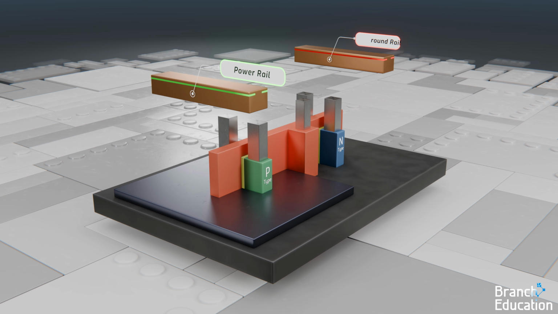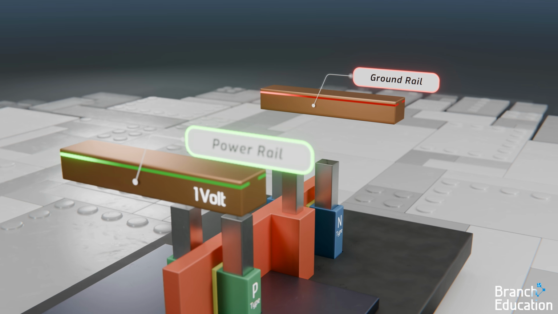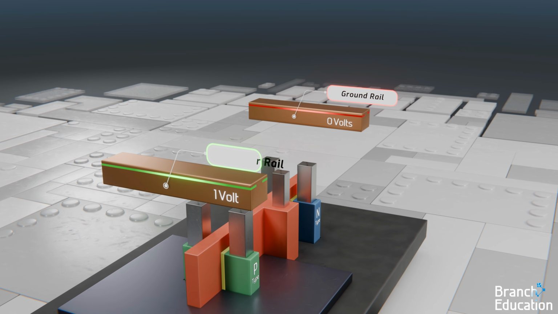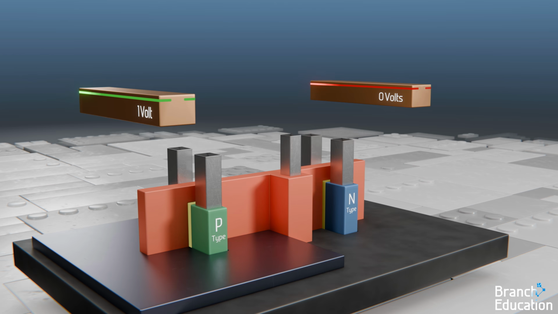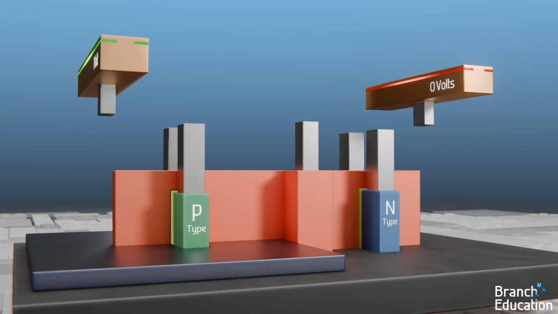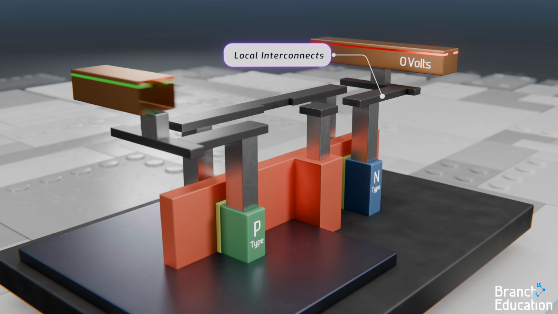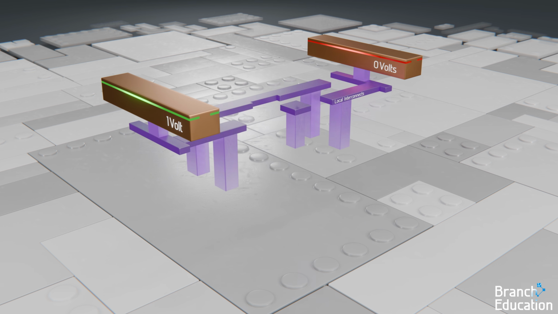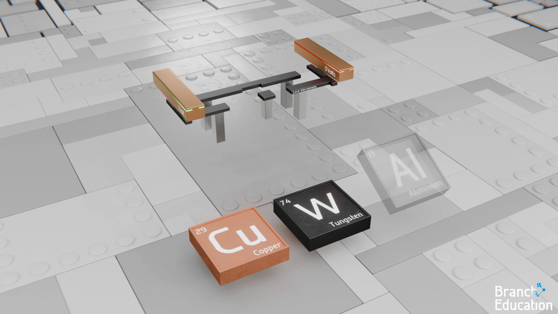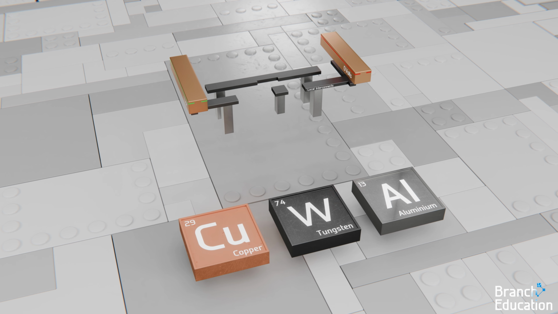The next step is to bring in the power and ground rails above the transistors. The power rail is at 1 volt, and the ground rail at 0 volts, and they always stay at 1 and 0 volts. Next, we add some wires to the design, and to do that we use the contact points and build vertical vias that connect both sides of the transistor along with the power rails to a layer of wires called local interconnects. The power rails, vias, and interconnects are simply wires made from conductive metals such as copper, tungsten, or aluminum, and just carry electricity around in intricate paths of wires.